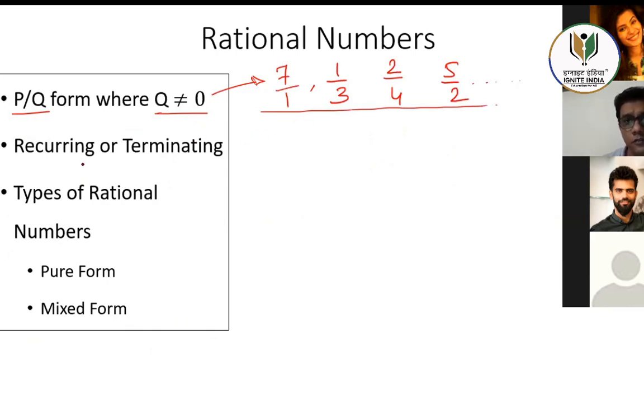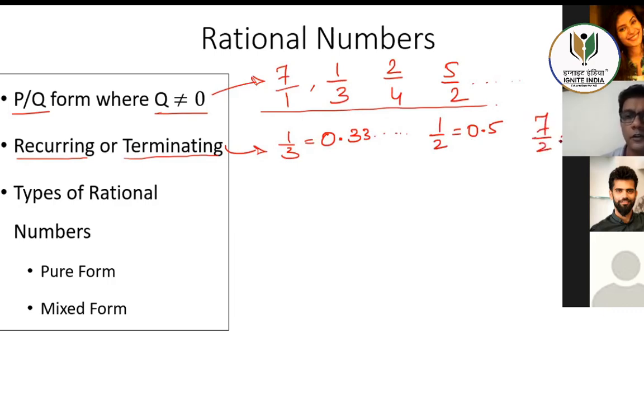Now the other way of defining a rational number is through the words recurring or terminating. What do we mean by this? When I take a number like 1 by 3 and take its decimal form, 1 by 3 is 0.33. If I take 1 by 2, I know 1 by 2 is 0.5. Likewise, 7 by 2 is 3.5. Now let's say 10 by 6, I know 10 by 6 is 1.6666, correct?